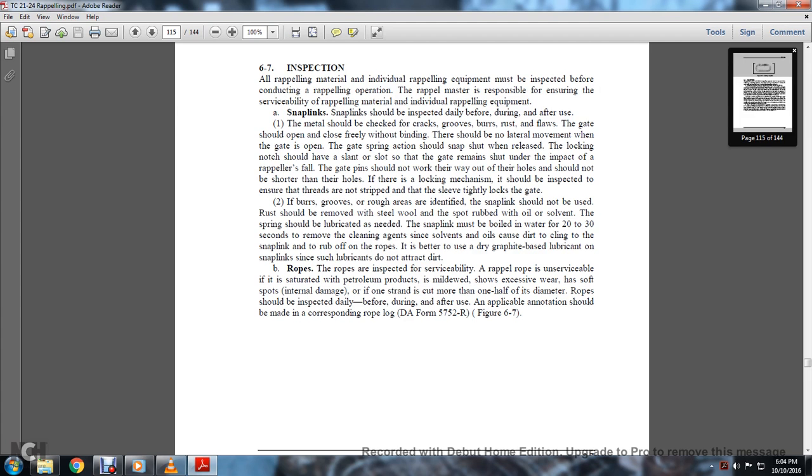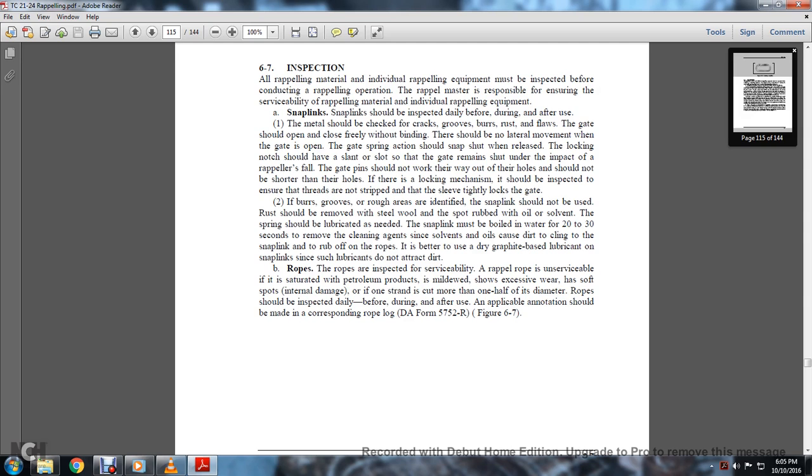The snap link must be boiled in water for 20 to 30 seconds to remove the cleaning agents, since solvent and oils can cause dirt to cling to the snap links and rub off on the ropes. It is better to use a dry graphite-based lubricant on snap links, since such lubrication does not attract dirt.